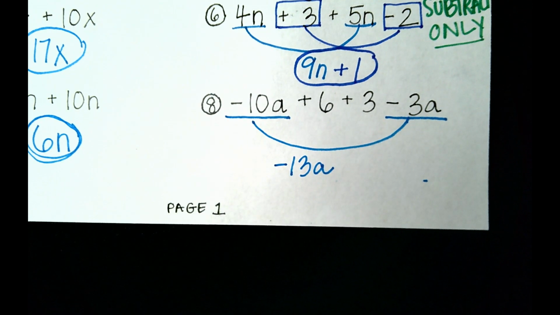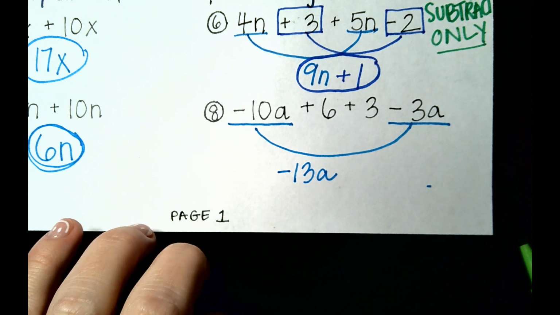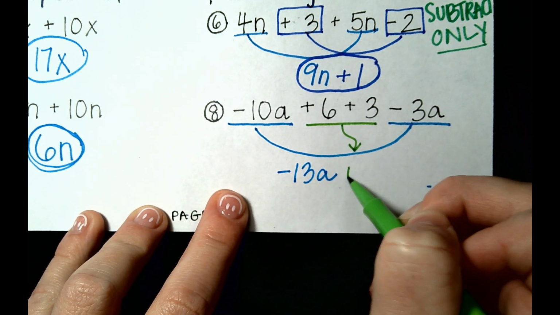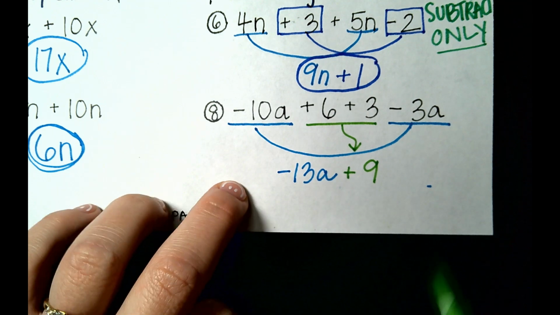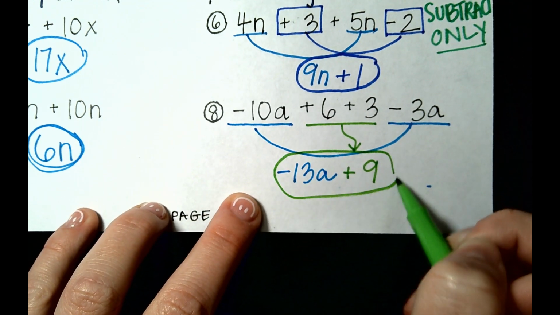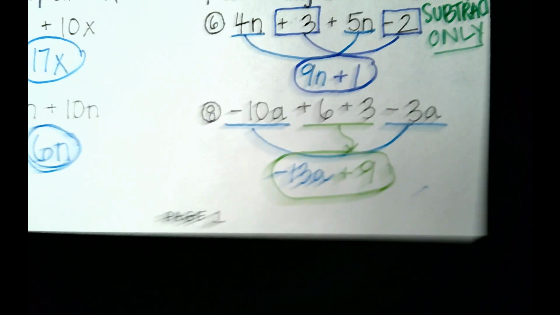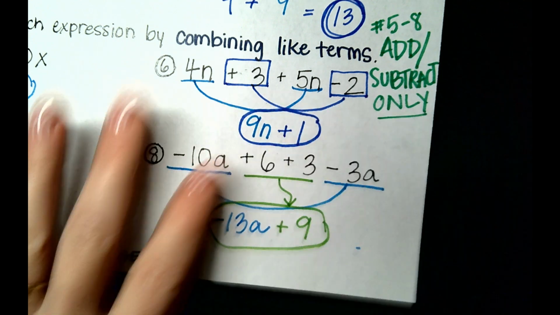Okay, and what else did we do? 6 plus 3, and that is 9. So negative 13a plus 9, that is your answer. Okay, you guys got that? How do we feel about the first page? Yep. Good. All right, let's go ahead to the back side then.